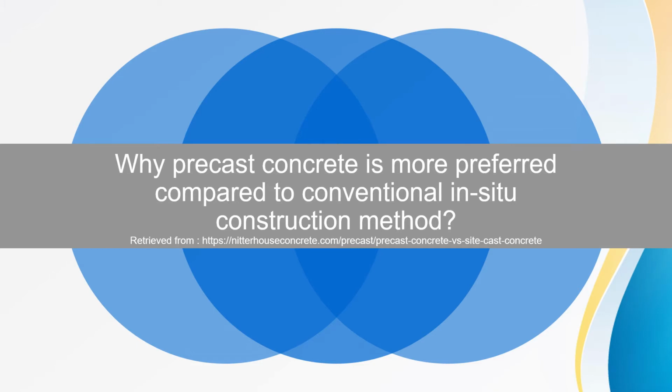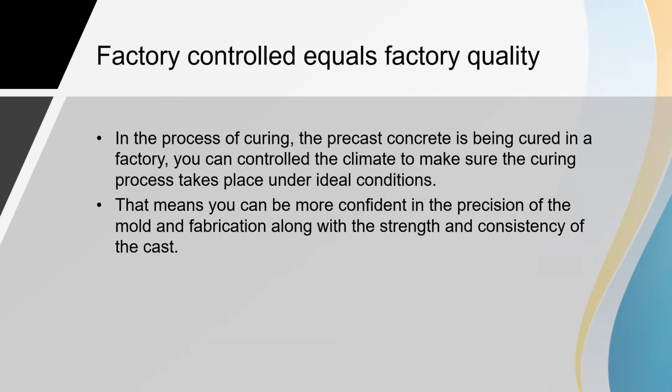Why is precast concrete more preferred compared to the conventional in situ construction method? Factory control equals factory quality. In the process of curing, the precast concrete is cured in a factory. You can control the climate to make sure the curing process takes place under ideal conditions. That means you can be more confident in the precision of the mold and fabrication, along with the strength and consistency of the cast.